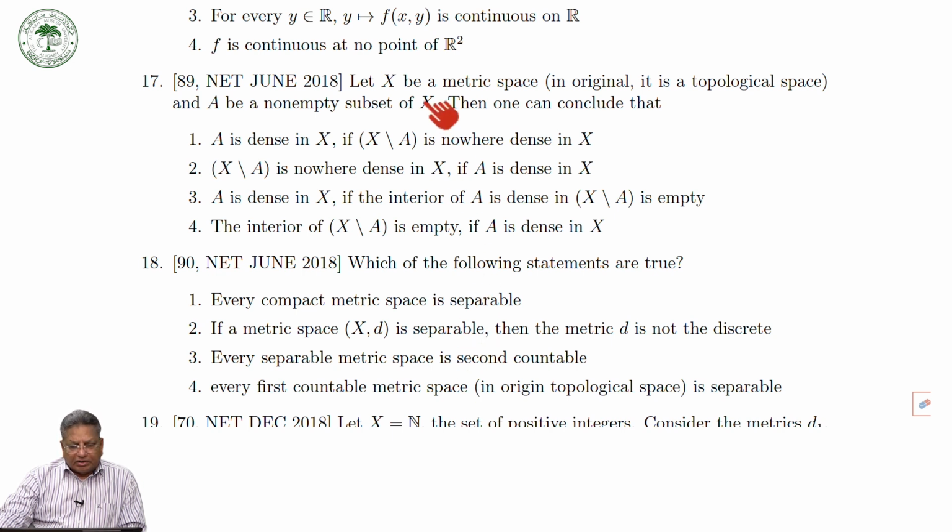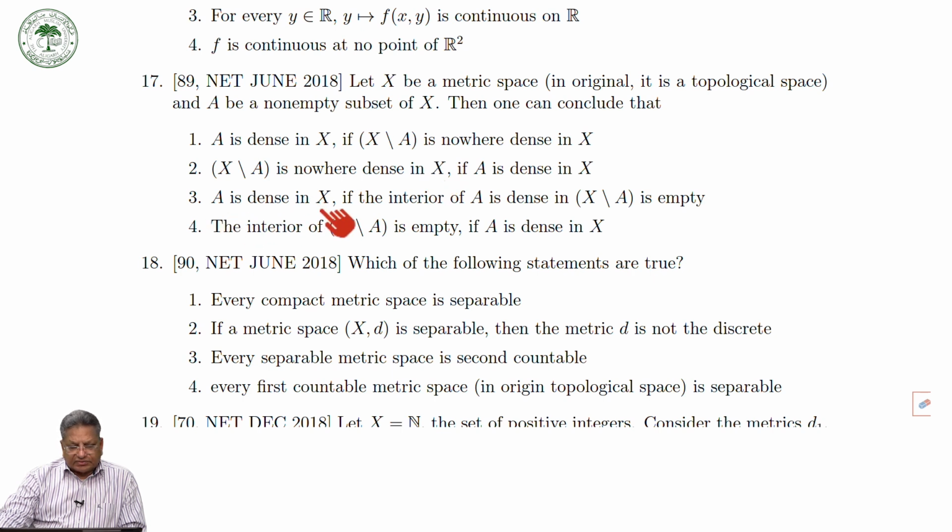Now let us take X to be a metric space and A a subset of X. Then one can conclude that A is dense in X if X minus A is nowhere dense in X. Yes, this is true. If A is dense in X, then the complement of A is a nowhere dense set. Yes, this is also true.